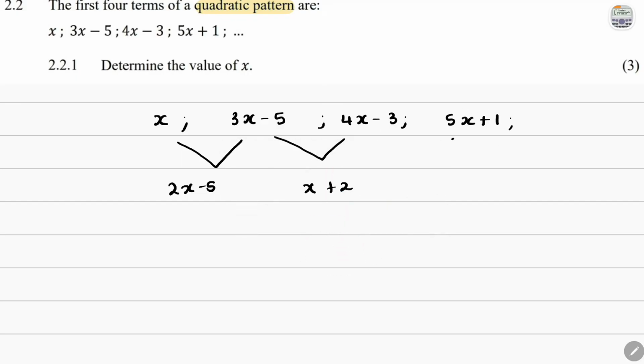And then we'll say next term minus previous term. And that's 5x plus 1 minus 4x minus 3. We're subtracting something that has 2 terms, so we use brackets.